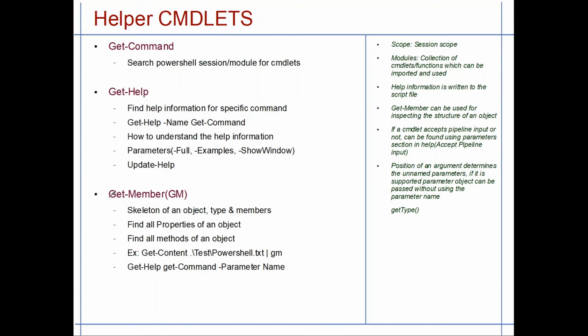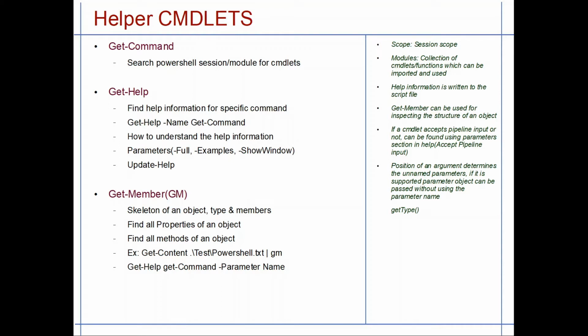Then the next command we have is the Get-Member command. Get-Member helps us to get information about the skeleton of an object, the type of the object, and the members of an object. This information will be displayed to us when we run the command Get-Member. So we can use it to find all the properties of an object. It can find all the methods that are supported by an object.